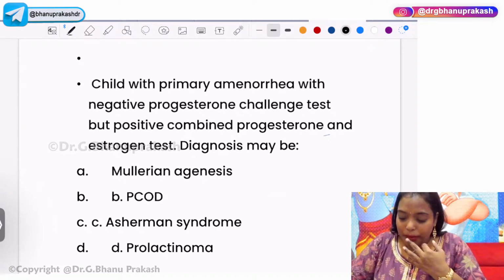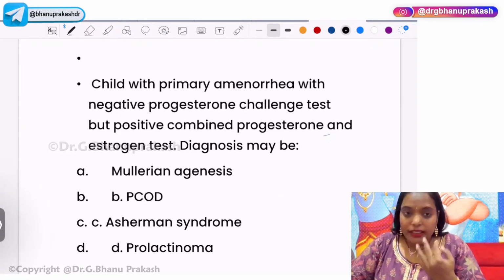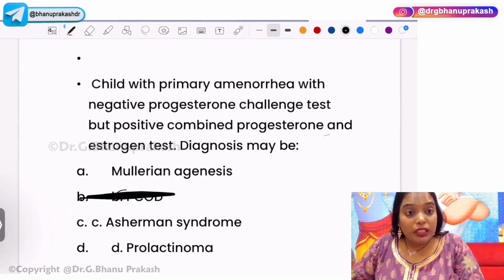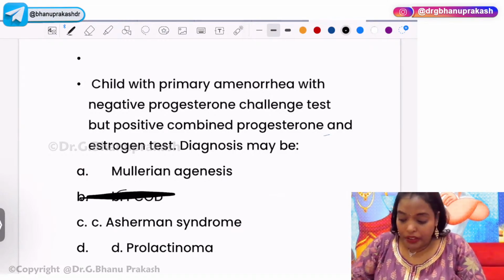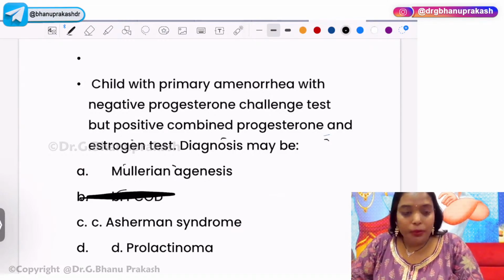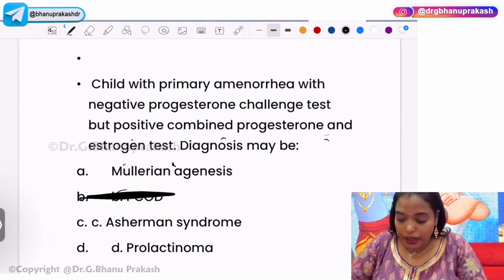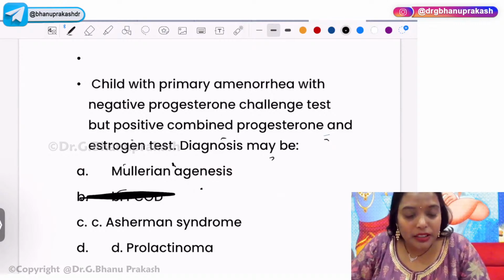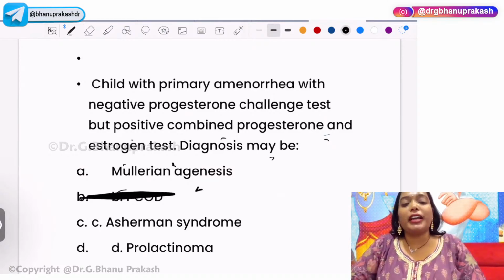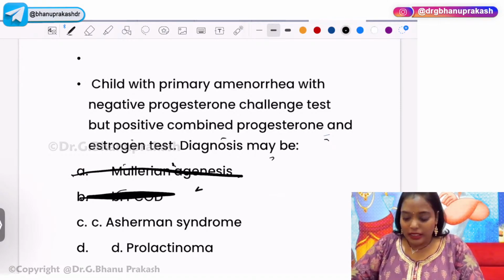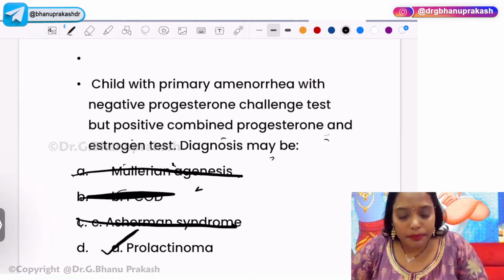So here, a child with primary amenorrhea and a negative progesterone challenge test. The first option I'll rule out is PCOD, because PCOD will have a positive progesterone challenge test, but a positive combined estrogen and progesterone test. So when the estrogen and progesterone test is positive, the diagnosis may be Mullerian agenesis? No, for Mullerian agenesis, the uterus should be absent. They have a positive estrogen and progesterone test, so the uterus should be present. So it cannot be Mullerian agenesis. It cannot be Asherman. So what is the only answer left? Prolactinoma.